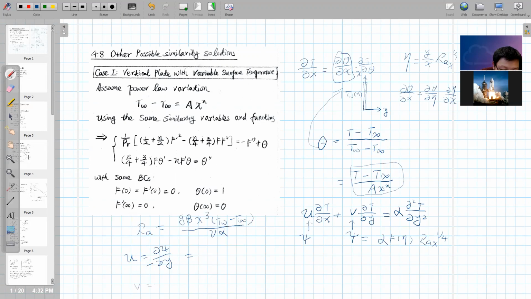So definitely, you also need to calculate v equal to minus partial phi over partial x. You need to substitute this velocity distribution here. And especially for this v velocity, when you have this partial phi over partial x, it means you have this alpha times f of eta, and this Rayleigh number to the 1 over 4. And this is the definition of Rayleigh number, so you will have T_w minus T infinity times x to the power of 4. Is this correct?